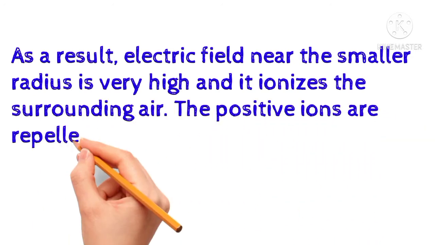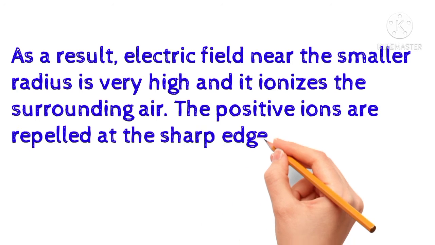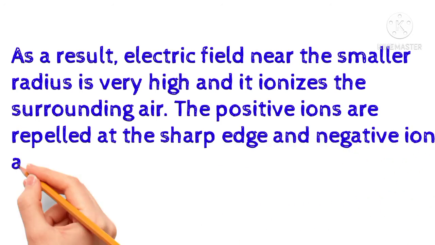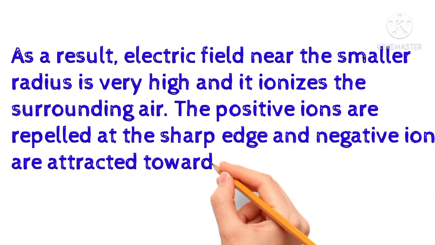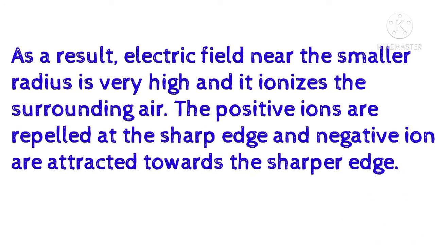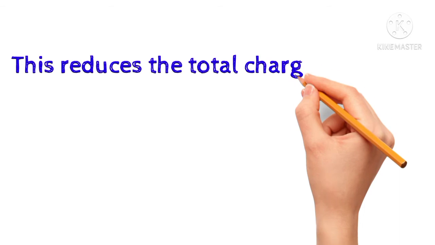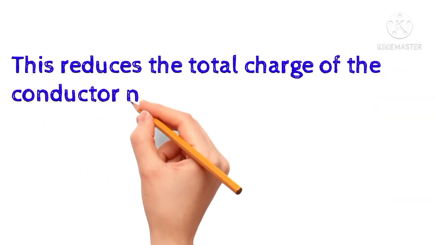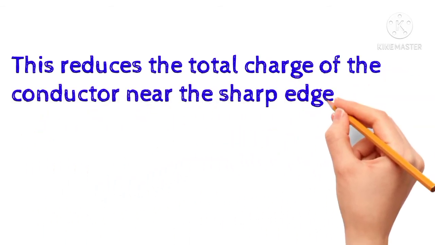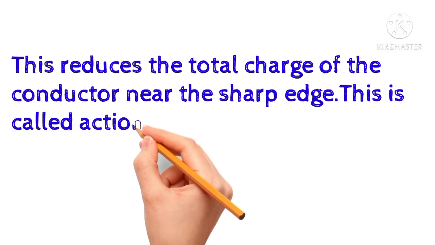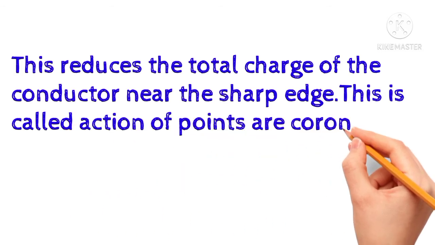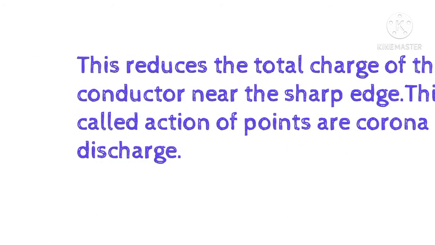The positive ions are repelled at the sharp edge and negative ions are attracted towards the sharper edge. This reduces the total charge of the conductor near the sharp edge. This is called action of points or corona discharge.